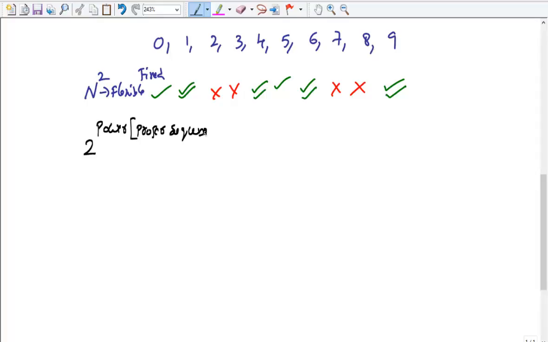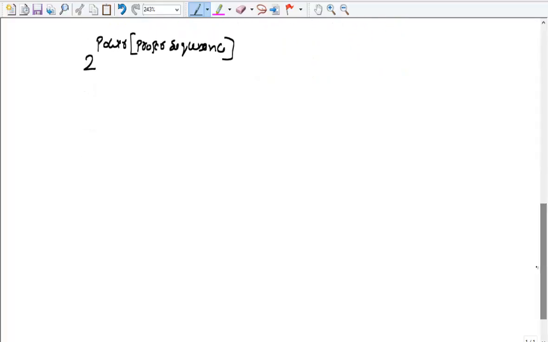If it is not a proper sequence, like one time we take 2 cube, next time 2 power 8, next time 2 power 10, that doesn't provide the solution. So we'll go in a proper order. Let's see. 2 power 1 is nothing but 2. 2 square we have got 4. 2 cube we have got 8.